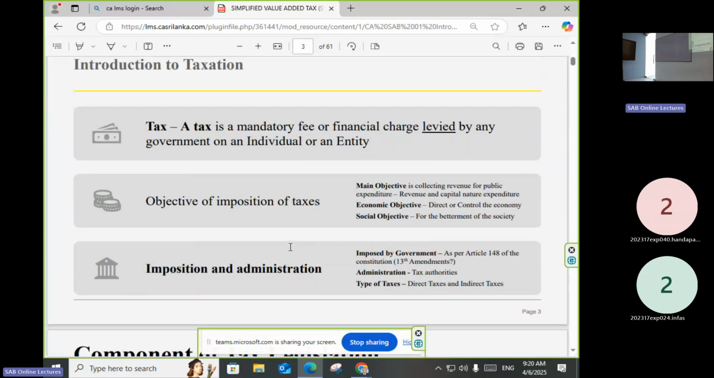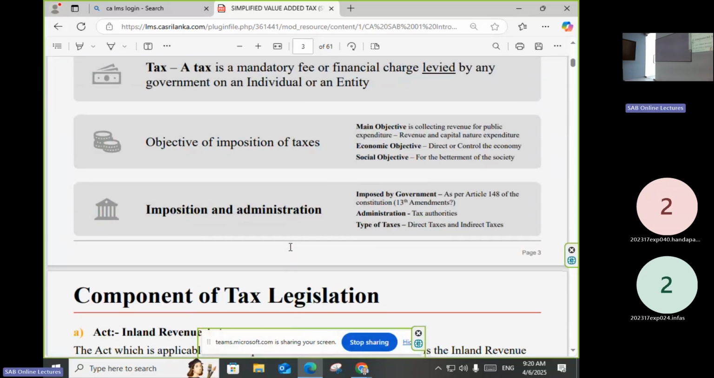So therefore, tax is a mandatory fee or financial charge levied by any government on an individual or an entity. So we are learning this general definition. So why is the government imposing tax? There are three main objectives that the government is trying to achieve by imposing tax.